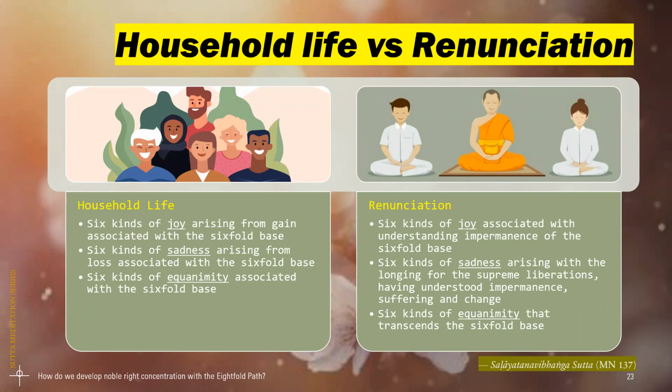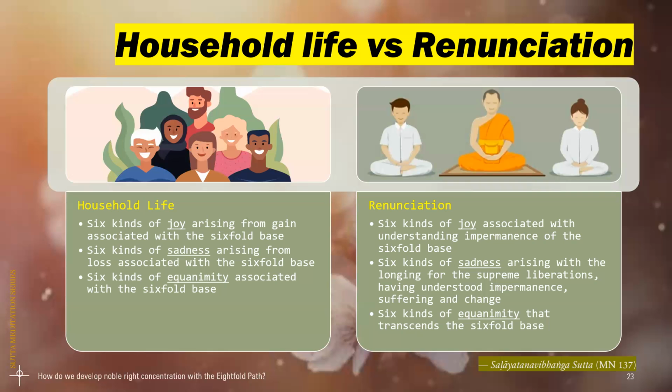And the reason we're spending time on this is because renunciation is fundamental to this path to liberation, the Buddha's teaching on this. And this Salayatana Vibhanga Sutta is very helpful when you combine it with this Mahacattarisaka Sutta that we're looking at today. So let's first look at the joy that arises from household life. The Buddha says that there are six kinds of joy based on household life, and they're associated with the sixfold base.